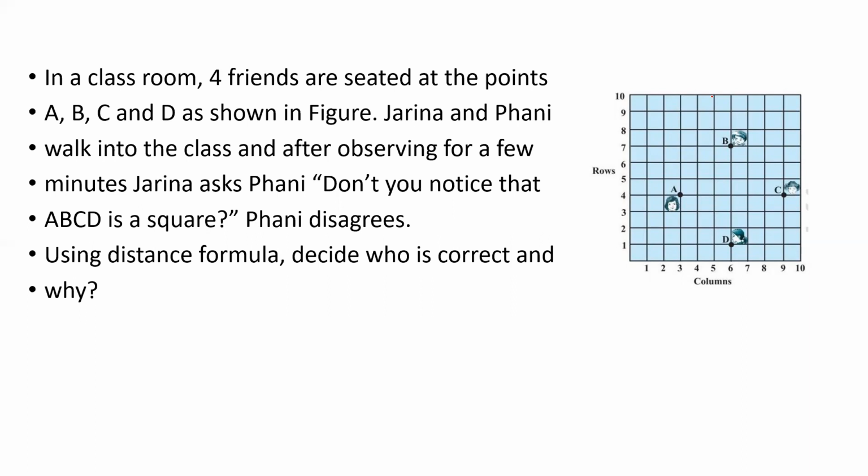This is a conversation between 2 friends. After entering the classroom, after some time, she noticed the seating of 4 students, A, B, C, D. By joining them, it forms a square. This is her statement, and her friend Funny disagrees with her. Now the task is to tell who is correct, Zarina or Funny. Let's do it.